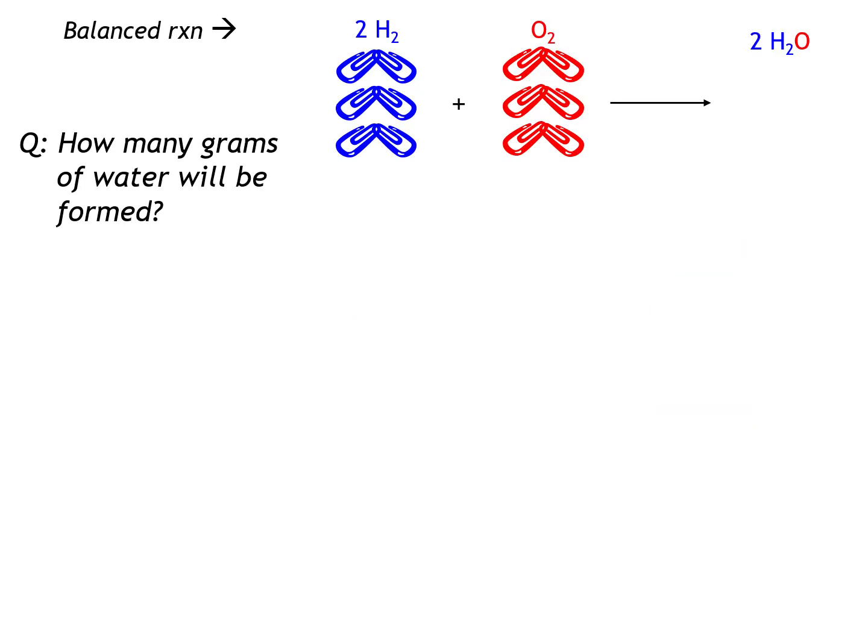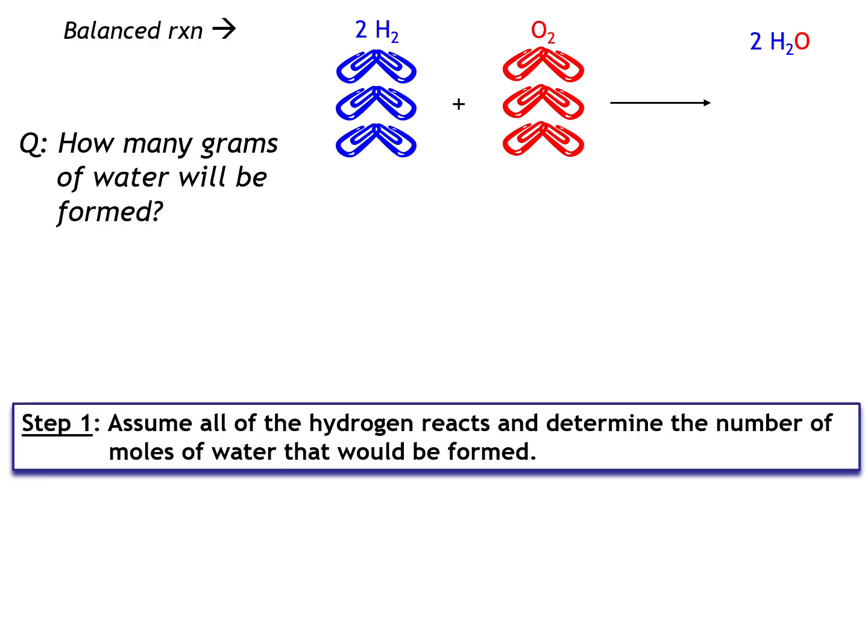So here we have the paperclip molecules again, and I changed it to 3 just to make the numbers a little bit different. We're trying to figure out how many grams of water we will actually form. So instead of talking about individual water molecules, let's change that to moles. We're going to make the assumption that all of the hydrogen reacts and ignore the presence of the oxygen. So 3 moles of hydrogen, we have a 2 to 2 relationship. Therefore, if all of the hydrogen reacts, it will make 3 moles of water.